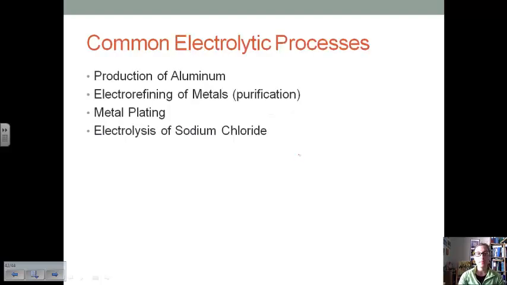Okay, some other common electrolytic processes are the production of aluminum, the electrorefining or the purification of metals, metal plating, and electrolysis, like we just looked at, of sodium chloride.